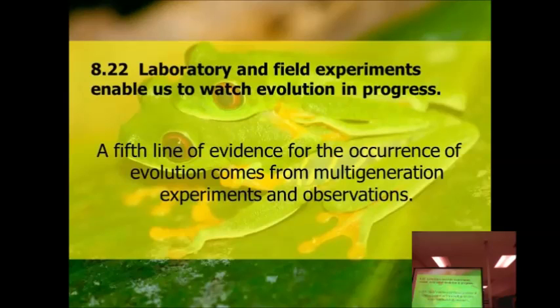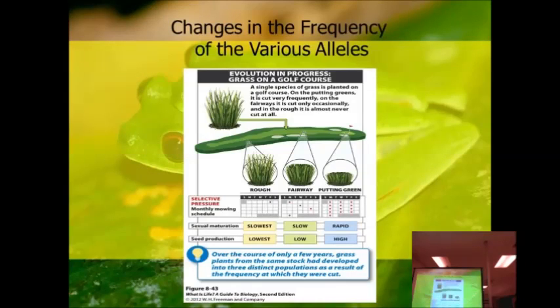These laboratory and field experiments allow us to watch evolution in progress. We can see the actual changes in the DNA between generations. Because we can study things for multiple generations, we can see how things change just so slightly over time. So here's one example. The grass on a golf course actually has 3 types.